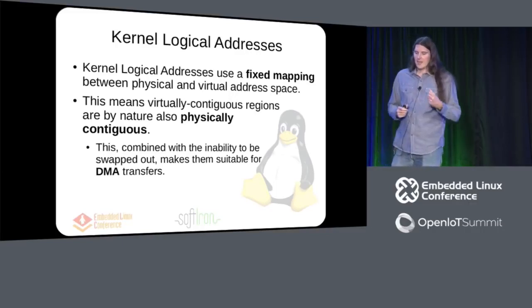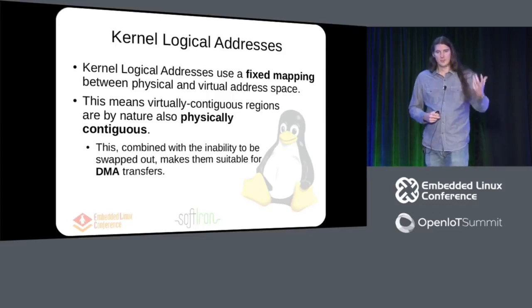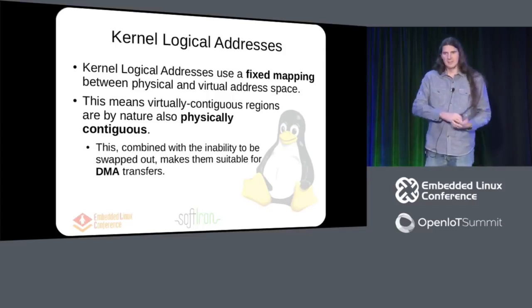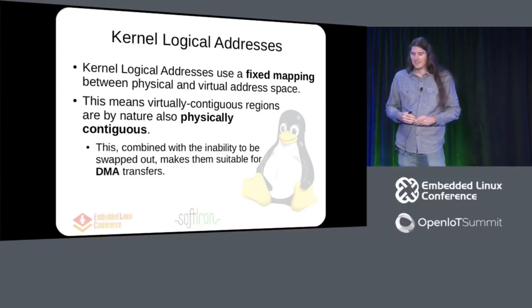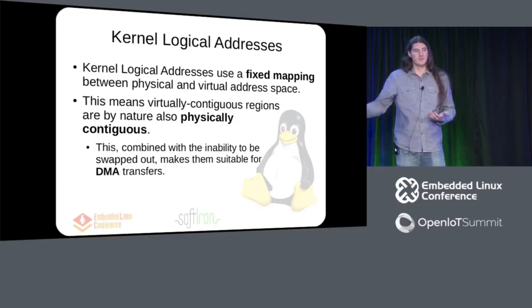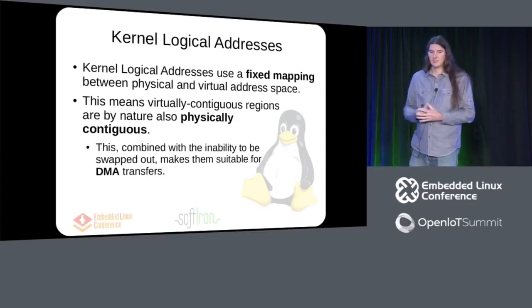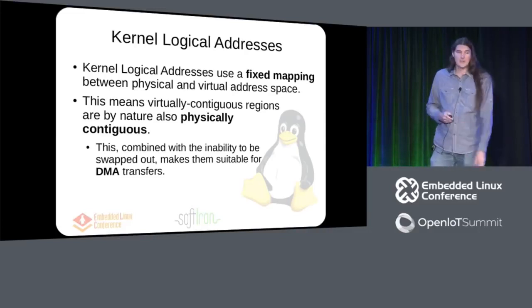This also means that virtually contiguous regions of memory, so in virtual address space, if they're contiguous, are also contiguous in physical address space. And this is important because things like DMA operations, which operate only on physical memory, need to have contiguous buffers. So kernel logical memory is suitable for DMA transfers.